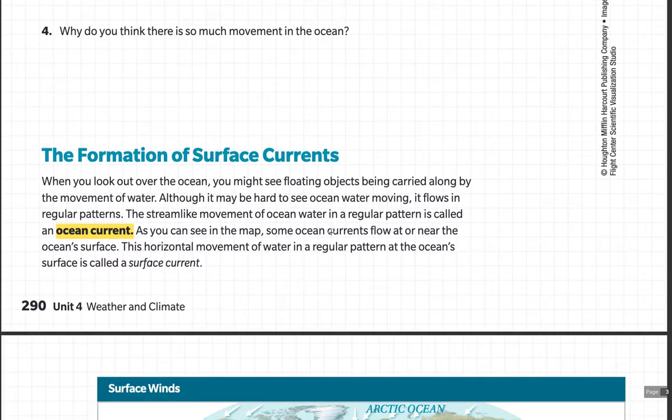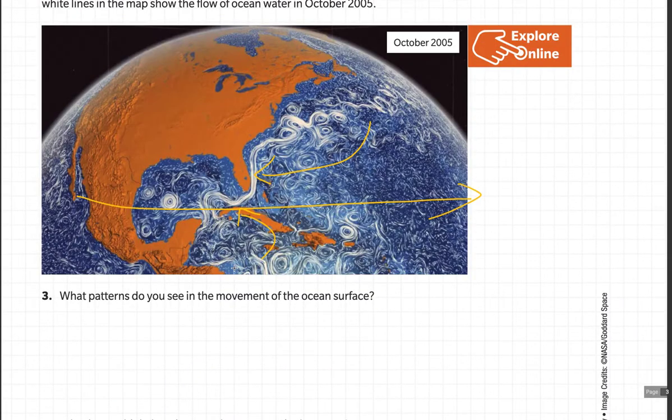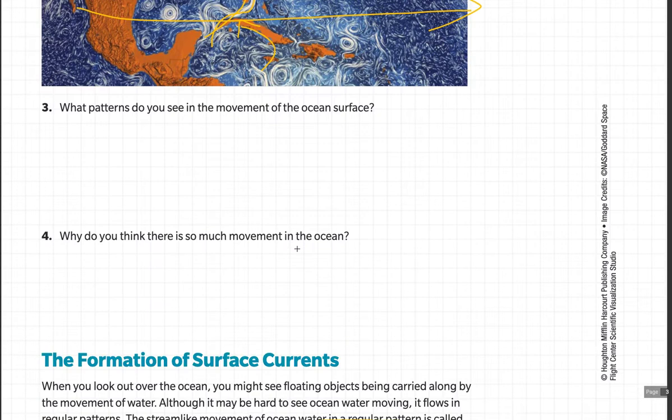So we call this stream-like movement of ocean water in a regular pattern an ocean current. When you hear people talk about ocean currents, they're talking about these kinds of patterns. Like you can see how there's a really strong pattern like this right here. That's an ocean current.